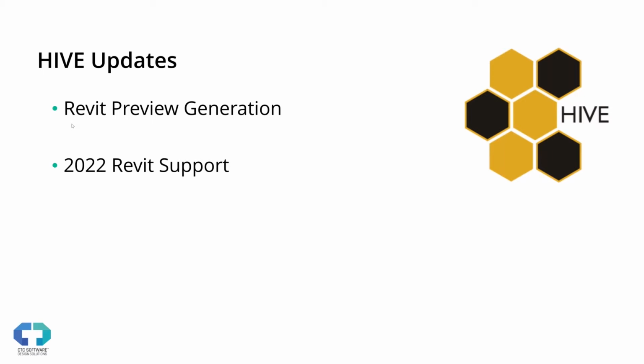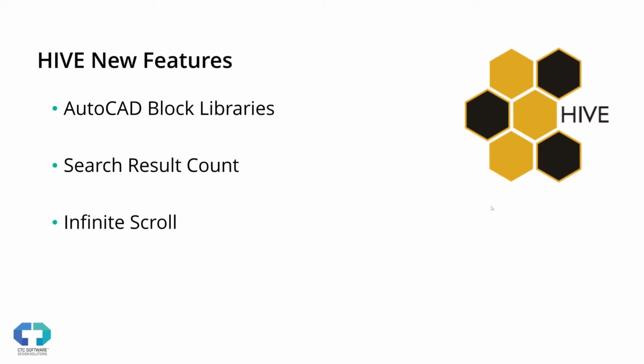We always try to listen to our clients, to listen to your feedback, and while we can't always respond immediately, we do try to make sure we build all that in. So preview generation got a fairly significant update this year. That'll be in that new 22 release, and of course 2022 Revit support is coming for Hive. And in addition to those updated features, we have some new features coming. Native AutoCAD block library support, helping to replace the tool palettes from AutoCAD. In fact, in a minute, Brian is going to pull up his screen and show that to you.